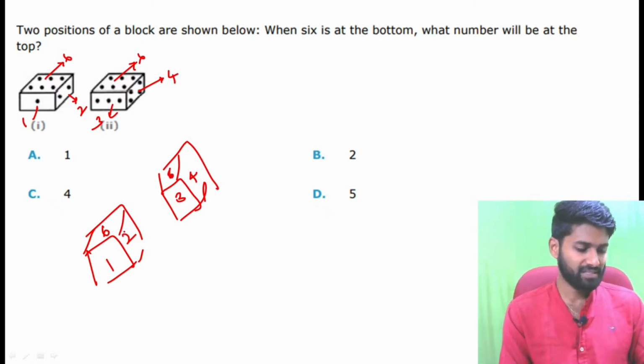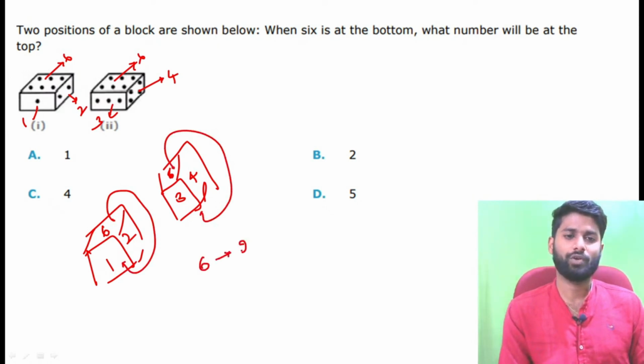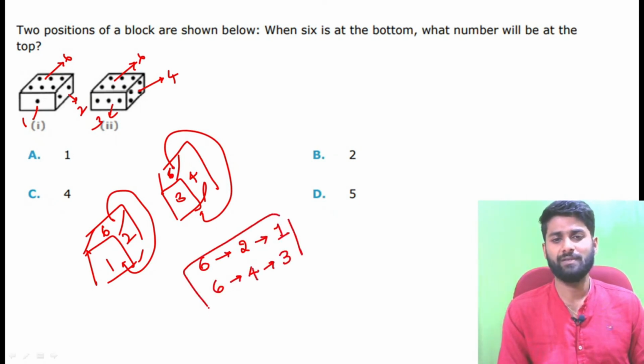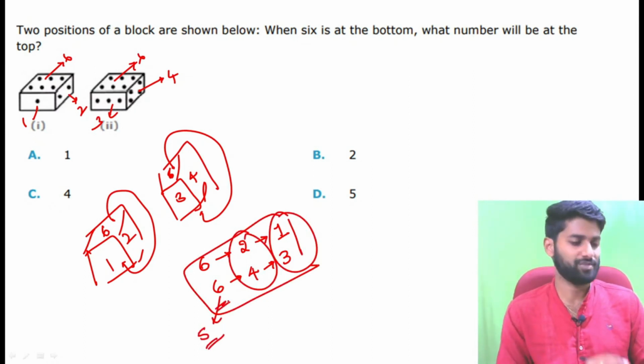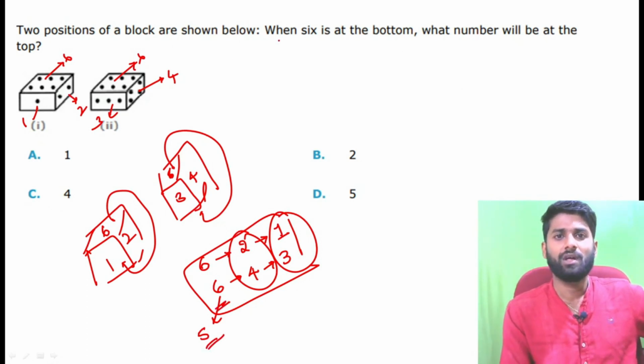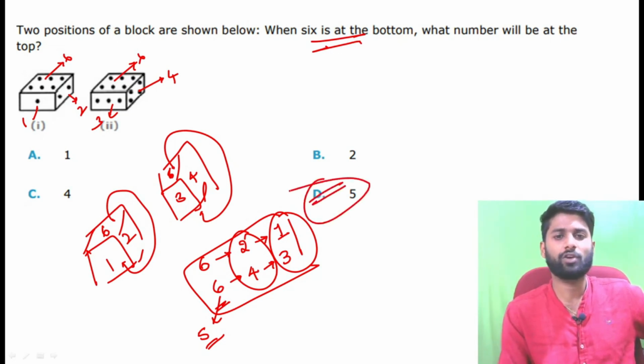If you go with a comparison, if one element is common, consider that common element and consider the clockwise rotation. Now see, 6 rotation is 2, 2 rotation is 1. In the same way, 6 rotation is 4, 4 rotation is 3. It means 1 and 3 are opposite, 2 and 4 are opposite. Then what is the remaining number? 5. So 5 and 6 are an opposite pair. Now see the question. 6 is at the bottom, so definitely 5 is the top. So 6 and 5 are the perfect opposite pair.